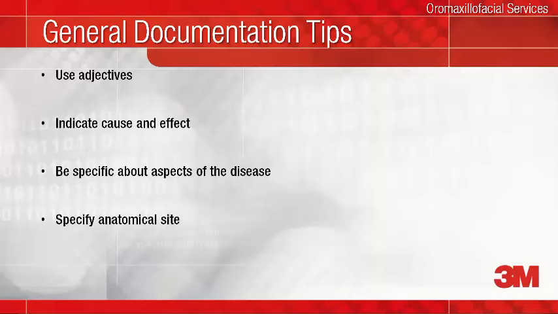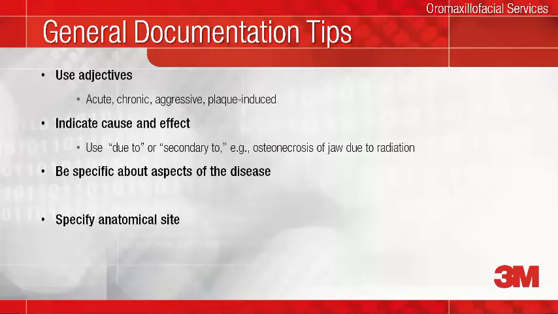Differentiate in your notes, for example, whether or not a condition is acute or chronic, aggressive or plaque-induced whenever appropriate. For example, document chronic gingivitis instead of gingivitis. Use due to or secondary to indicate cause and effect, and to record all conditions the patient may have, such as osteonecrosis of jaw due to therapeutic radiation.